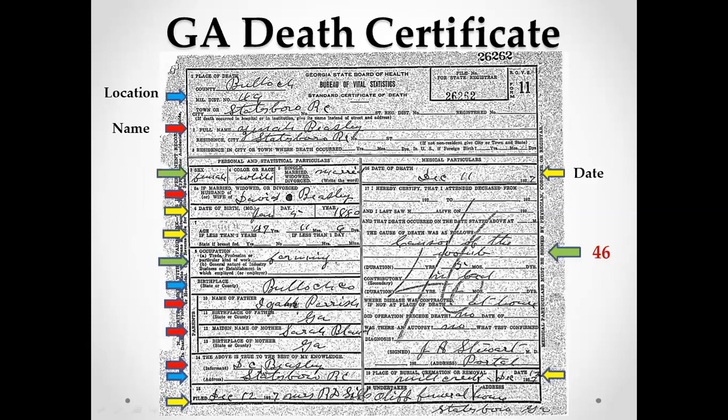The informant could be a child, it could be a spouse, a grandchild. So the information on here is only as good as the informant, because you have to remember, even though this is a vital record, it's not a primary source. The person is not living to give this information. So do keep that in mind.